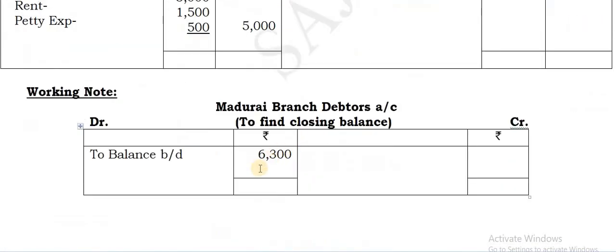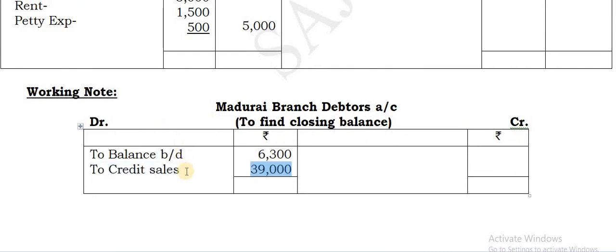Write that down, because you know the debtors account, that is what you have learned in the last year as well. All credit sales will be always taken on debit side. So take credit sales there 39,000, and whatever being received from the debtors will be taken on credit side.